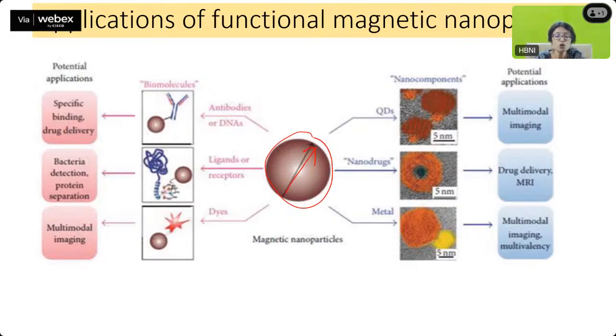Then you can coat these materials using antibodies or DNAs or ligands or receptors or dyes. When you are coating it with antibodies or DNAs, the potential applications are specific binding and drug delivery. Whereas when you have ligands or receptors attached to it, the applications can be in bacteria detection and protein separation. Whereas when you have dye molecules, you can again use it for multimodal imaging. So these are the different applications of functional magnetic nanoparticles.